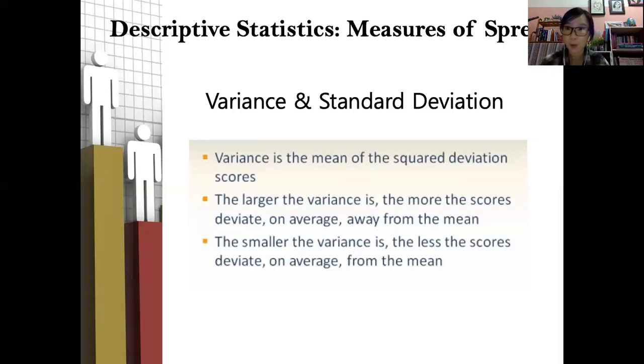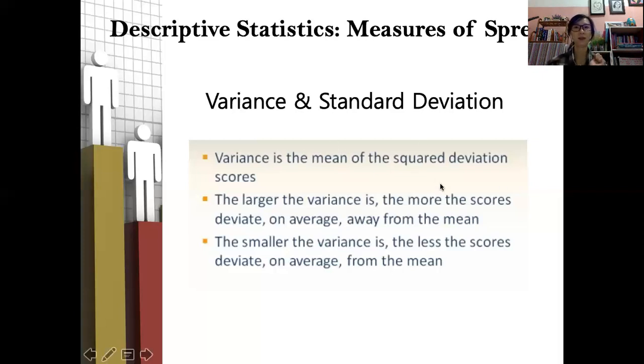Datanya lebih homogen. But when your variance and standard deviation values are big, that means that you have a larger gap between your individual scores and your mean scores. That means you have a tendency of more heterogeneous dataset. Datasetnya lebih heterogen. That's variance and standard deviation.